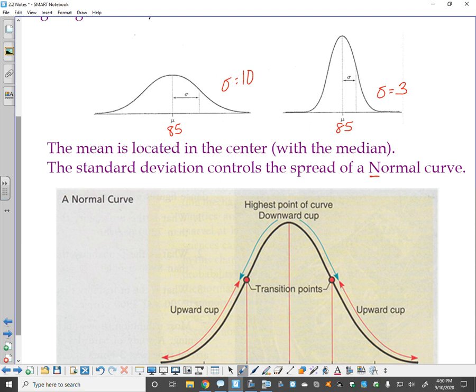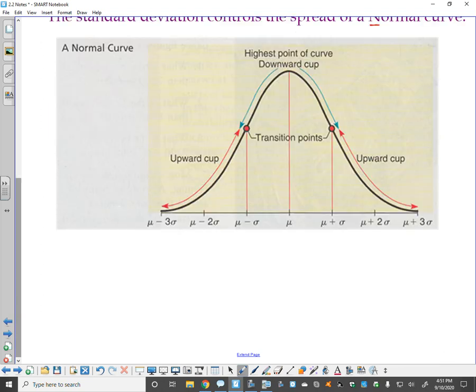Notice the more spread out it is, the less peaked it is. Remember, both of these curves have the same amount of area underneath them. They're both 100% of the area, like their area is 1. So if the first one has to go more spread out, then I have to bring the top down to keep the same amount of area. So the tighter, the less spread out it is, the taller the hump gets. The mean is located in the center with the median, and the standard deviation controls the spread of a normal curve.